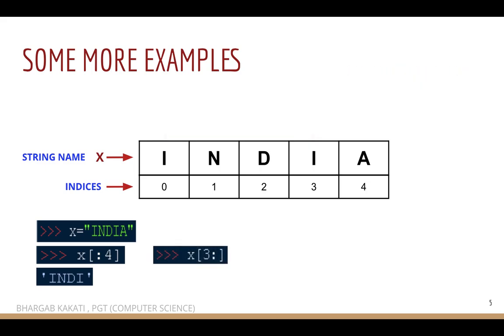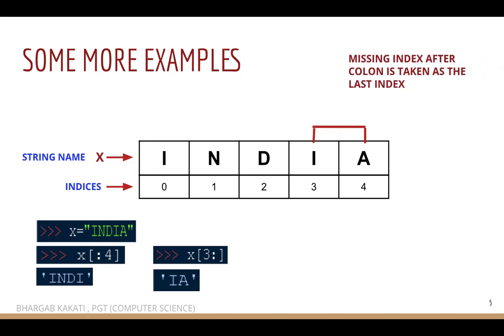Next up, if I write x[3:], that means what am I missing here? I am missing the upper limit index. Then what will be the answer? You can predict here, and if your prediction is IA, then it is correct. So it will be displayed as IA. If I do not specify the upper limit index, that is, missing index after colon is taken as the last index. So here it will be taken as the last index, that is 4, and hence the result is IA.